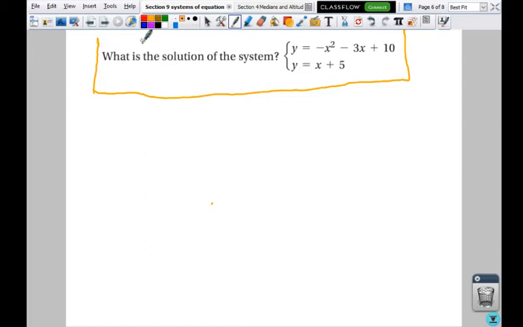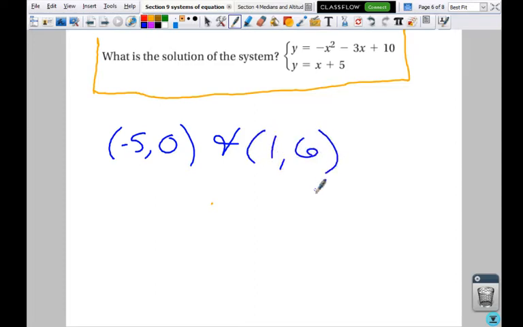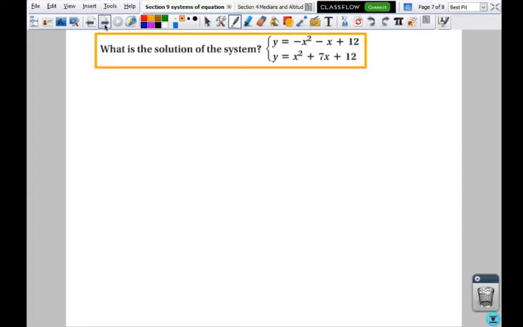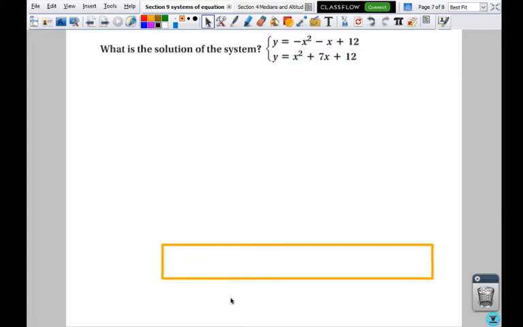Alright, so let's go through and have you guys help me out. Alyssa, what's one of your solutions? Negative 5, 0. LMA, what's your other one? 1 and 6. Alright. We do one or two more, because they're gonna get a little more complicated. So we're actually gonna do this one in class, then you guys will do maybe one more, and then that'll be it.